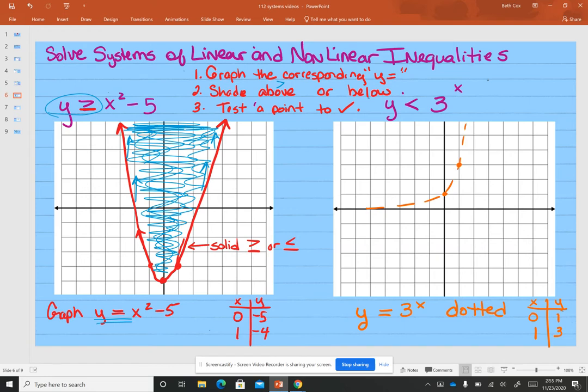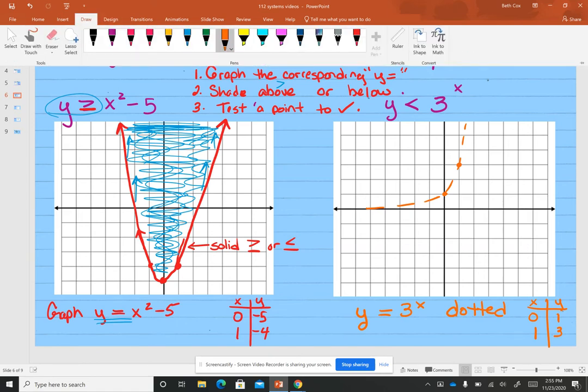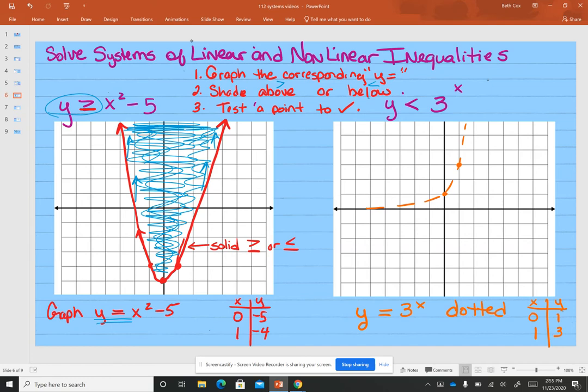Okay, there's my dotted line, and this one's dotted, so I've got that one. Now this one says less than. So less than is generally below, the y's that are less. Okay, so generally below, I'm going to do this one. Less than, generally I shade below. So I'm going to shade the y's that are lower.